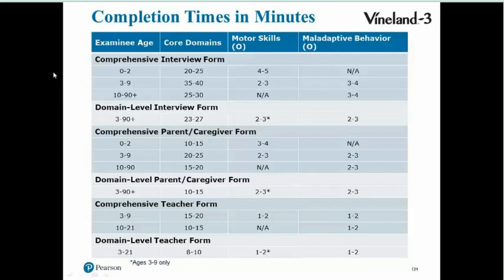So what you see up here are minutes. For example, if you're using a domain-level parent-caregiver form, it takes the parent about 10 to 15 minutes to complete the domain form, which is the shorter form. If they're doing the motor skills section, which is optional, you would add on an additional 2 to 3 minutes, and the maladaptive behavior, again, an additional 2 to 3 minutes. So the overall time would be estimated at about 20 to 25 minutes. The interview forms, especially for younger children, can take longer.